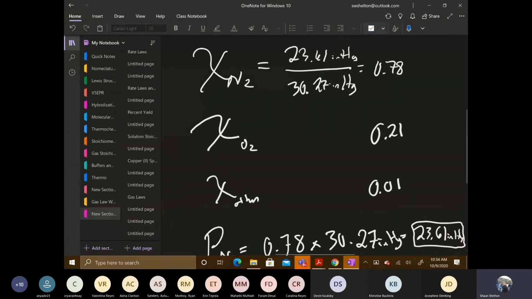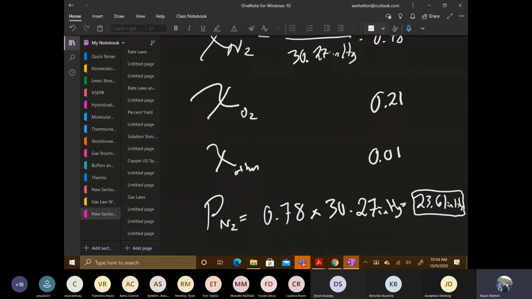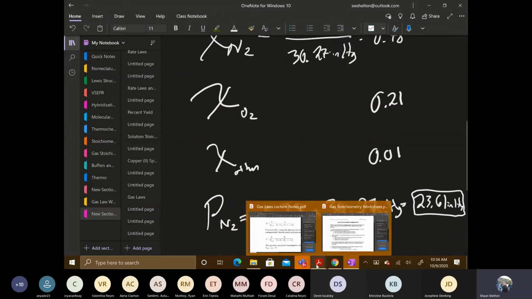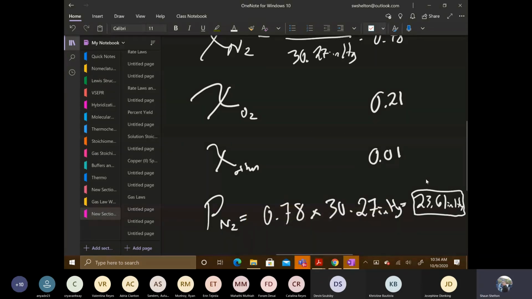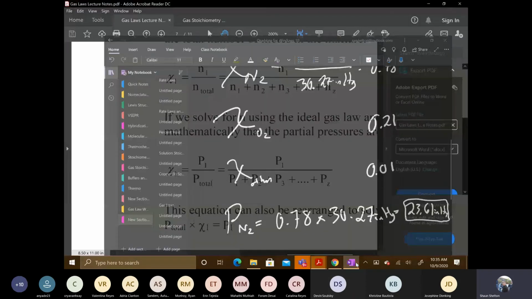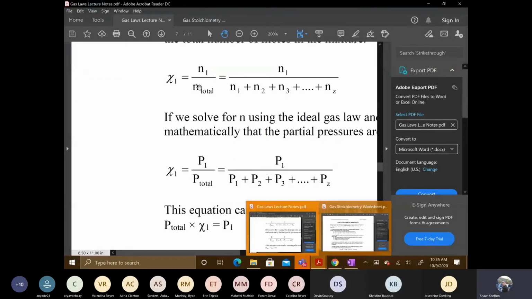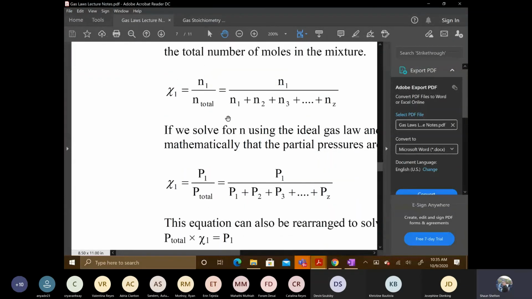And you can see that that's what we started with. So it should make sense that these equations are just a cycle. It's basically using the math skills that you've learned over time and applying them to mole fraction, partial pressure, and total pressure. So, are there any questions on these three equations and how to use them?